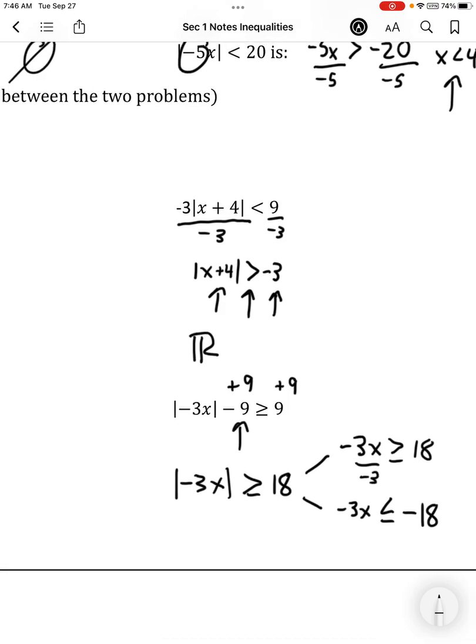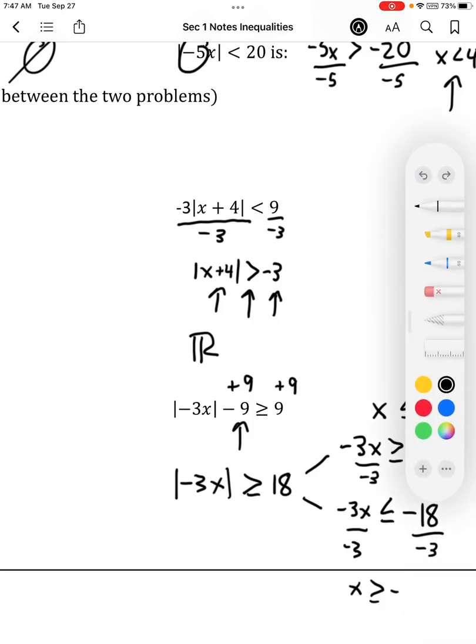So from here, we divide by negative 3, giving us x is less than or equal to negative 6. And same thing over here, giving us x is bigger than or equal to negative 6. Oops, sorry, I made a mistake. It's not going to be negative 6, it's going to be positive 6.